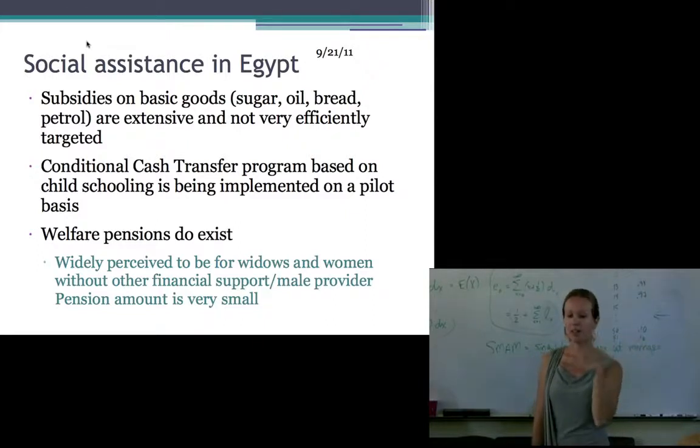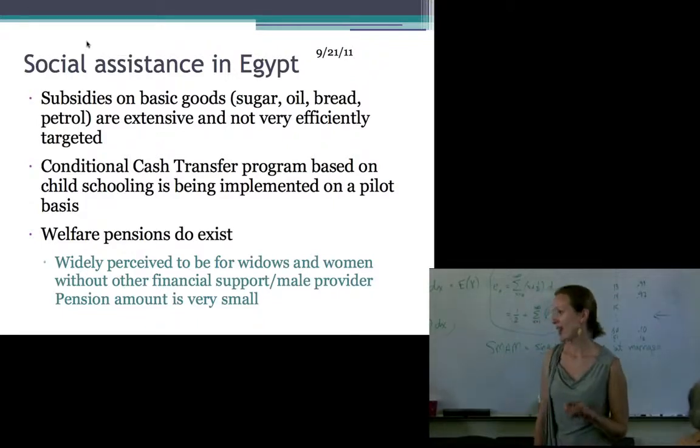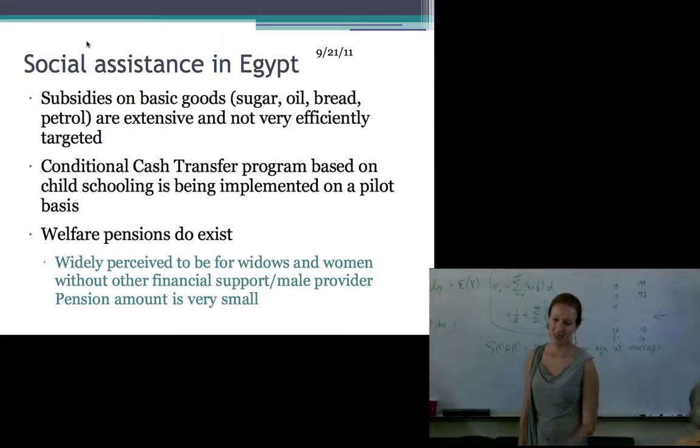I'm going to give a quick overview of the social assistance programs in Egypt that we talked about. A major one is subsidies on basic goods, sugar, oil, bread, petrol, which are heavily subsidized in Egypt. They're extensively subsidized and not efficiently targeted. Basically, anybody can get subsidized goods, even if you don't need them. It's a highly politicized issue in Egypt. They tried to reduce bread subsidies explicitly once in the 70s, and the country broke out in riots. So ever since then, the government has sort of sneakily been lowering the subsidy and raising the cost of things.